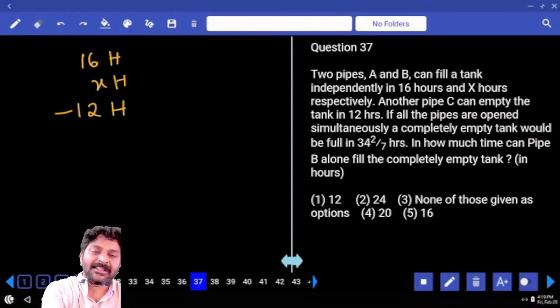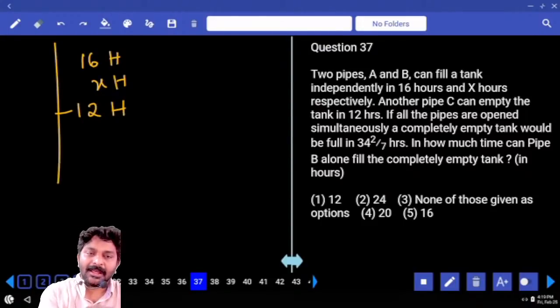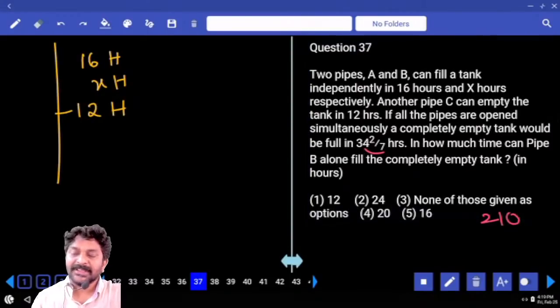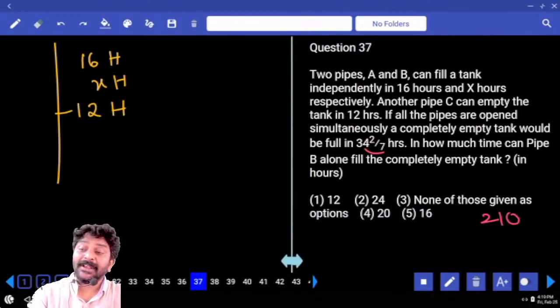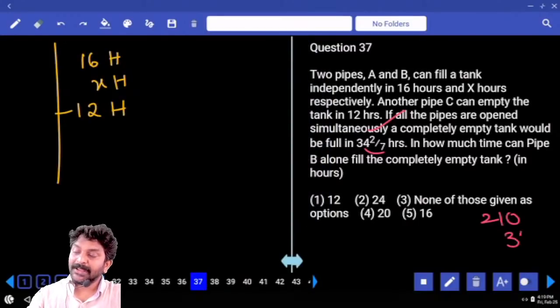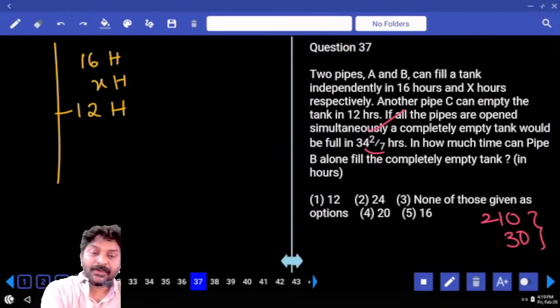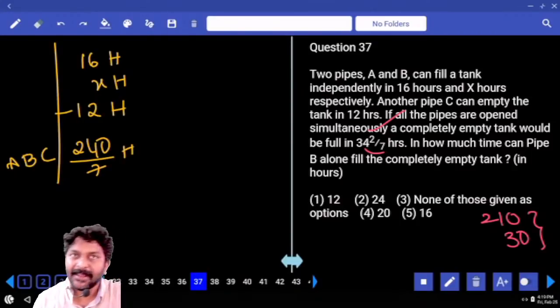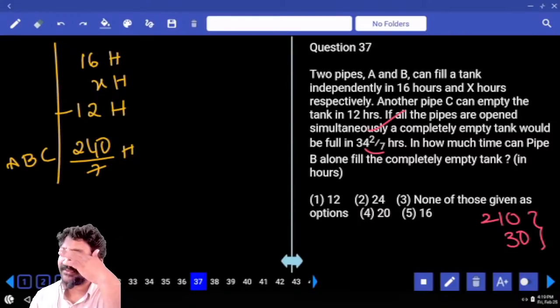So when all are there, 34 2 by 7. 7 into 34 is 238, plus 2, total value 240 divided by 7 hours. This is by including all three taps together. Right. What is your question? In how much time can pipe B alone fill a completely empty tank?